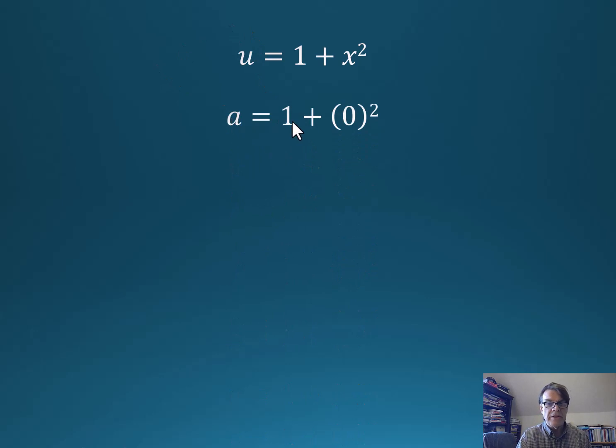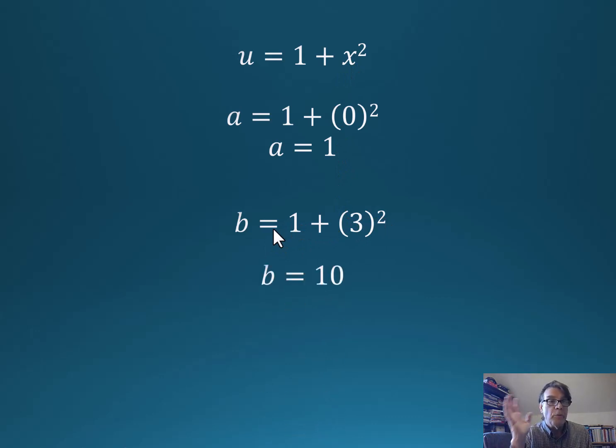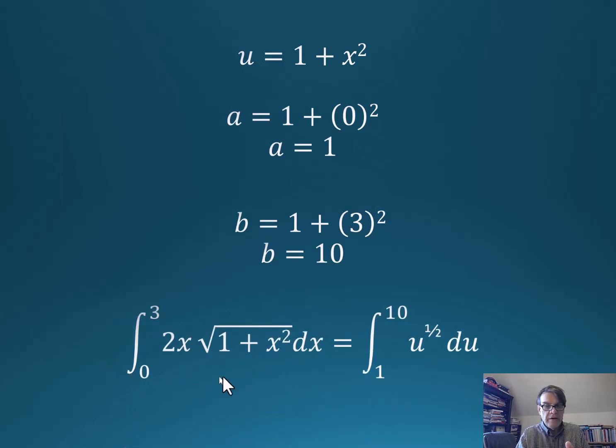So a is going to equal 1 plus 0 squared, which is 1, because 0 squared is 0 and 1 plus 0 is 1. See, this is easy. And then the b is going to do the same thing for 3. So 1 plus 3 squared is 9. 1 plus 9 is 10.